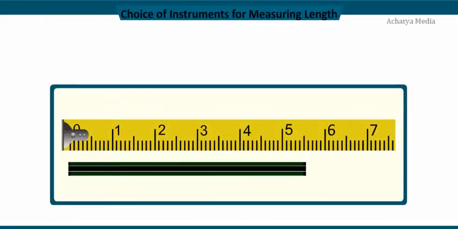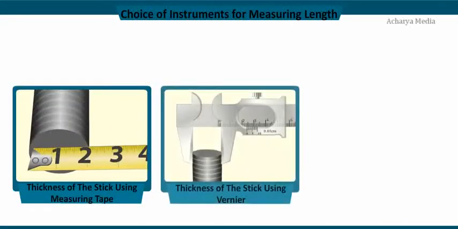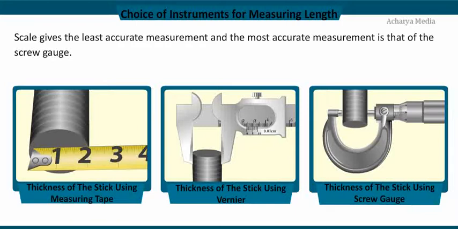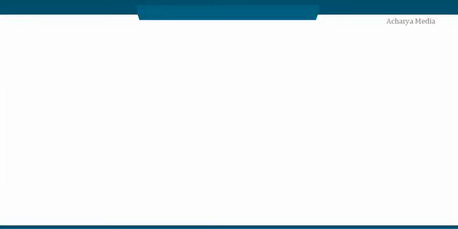In order to measure anything, first we must choose an appropriate measuring instrument. To measure the length of a stick, we can easily do so using a tape or a meter rule. But if we have to measure the thickness of the stick, then we prefer to use either the scale, the vernier caliper, or the micrometer screw gauge. Of all the measurements made, we can realize that the scale gives the least accurate measurements, and the most accurate measurement is that of the screw gauge. Let's know more about the micrometer screw gauge.